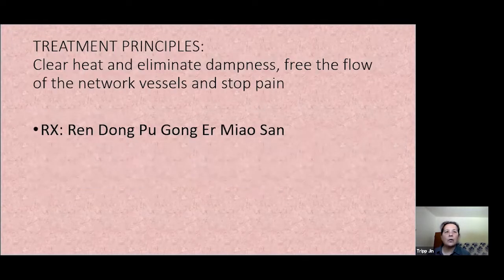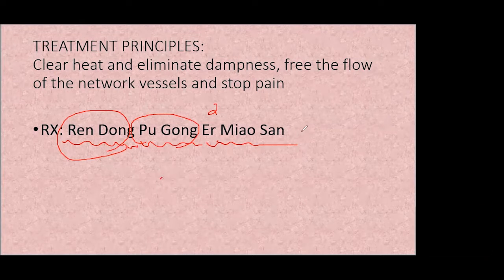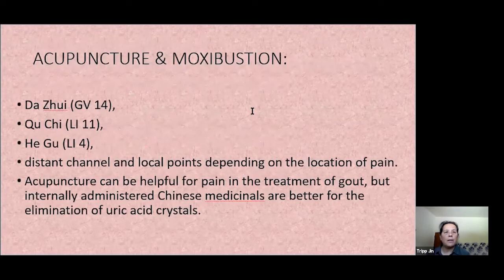So for this pattern the treatment principle is to clear heat and remove dampness, and help the qi flow smoothly and stop pain. So we use Ren Dong Teng, Hu Zhang, Er Miao San. Ren Dong is the herb's name, Ren Dong Teng. Hu Zhang, Hu Zhang Ying. Er is two. We have Er Miao San, San Miao San, Si Miao San. Basically they remove damp heat conditions. We can use them for joint pain.